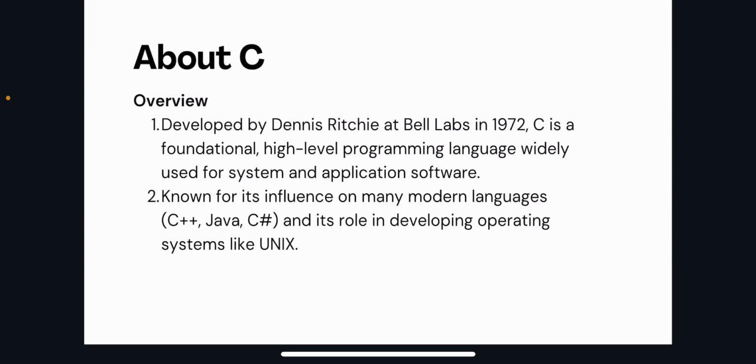About C, overview. C was developed by Dennis Ritchie at Bell Labs in 1972, and it is a foundational high level programming language which is widely used for system and application software. Known for its influence on many modern languages like C++, Java, and C#, and its role in developing operating systems like Unix.